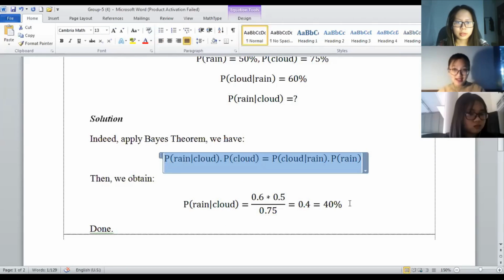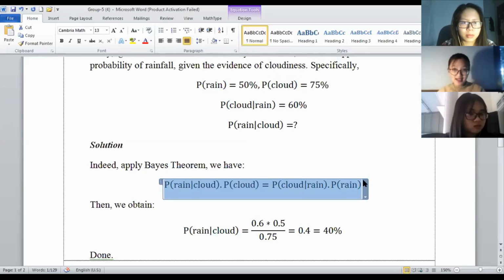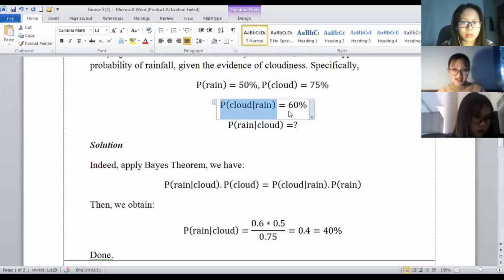Let me explain it again directly. Here, we have the probability of cloud given rain is 60%. And we have the probability of cloud as well as the probability of rain. Then applying Bayes' theorem, we have this formula. Now we can calculate it clearly, and we got the probability of rain given cloud equal to 40%.